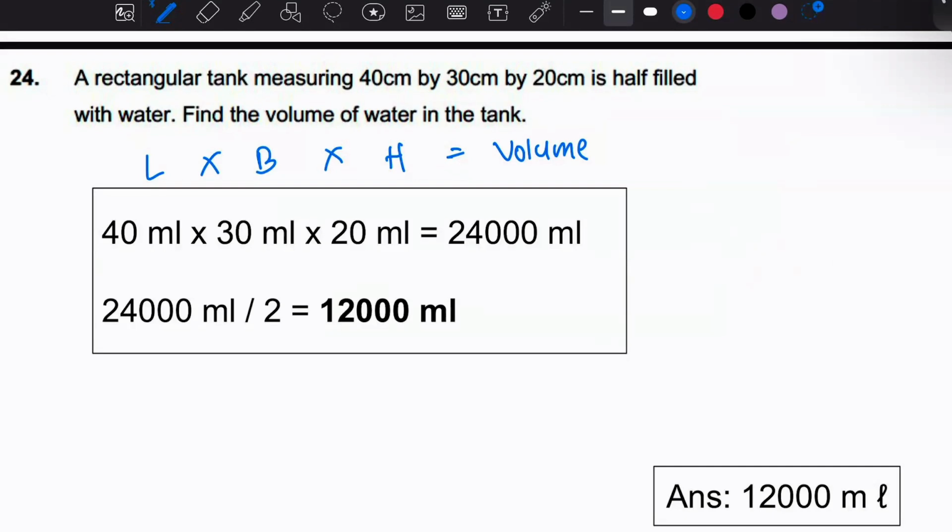24,000 milliliters. But you want to find the volume of water in the tank, okay, which this question says that it is half filled with water. So all you need to do is divide it by 2, right? So 24,000 divided by 2, you get 12,000 milliliters, okay?